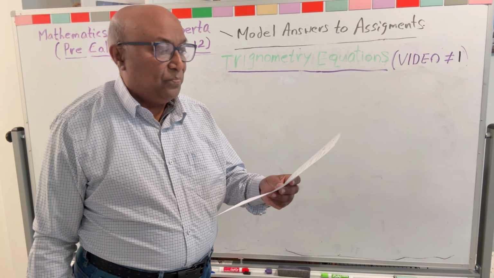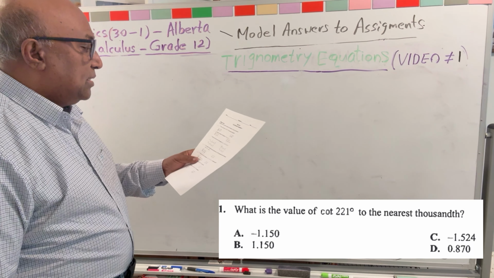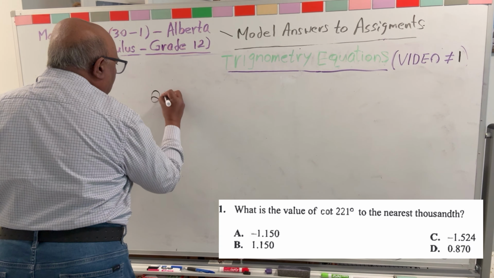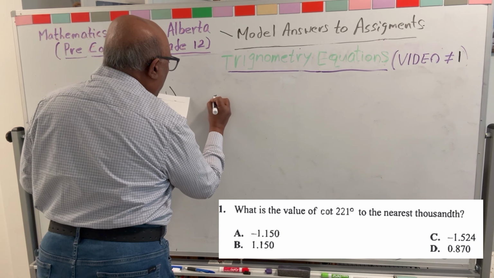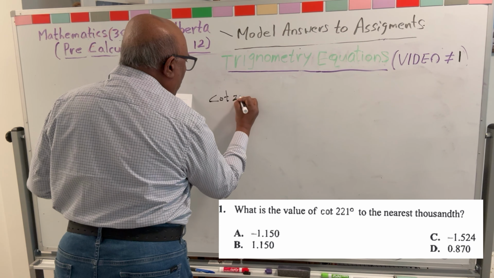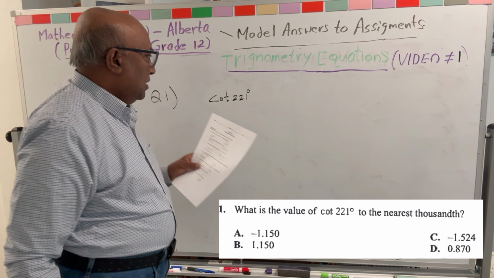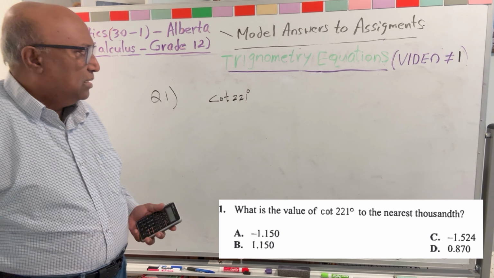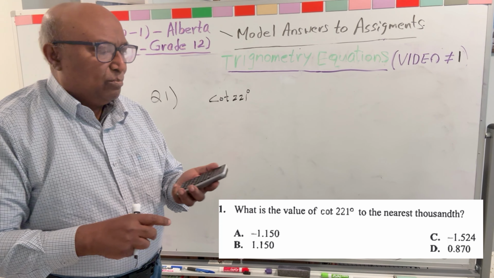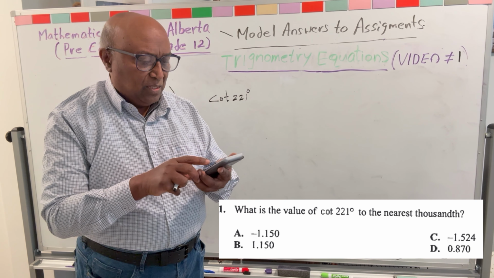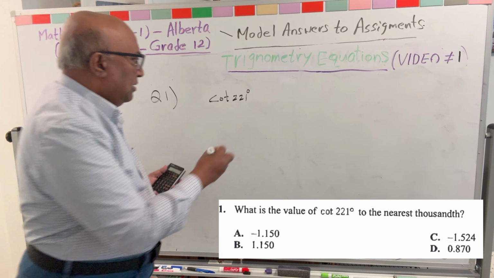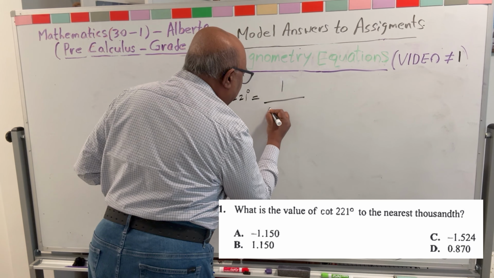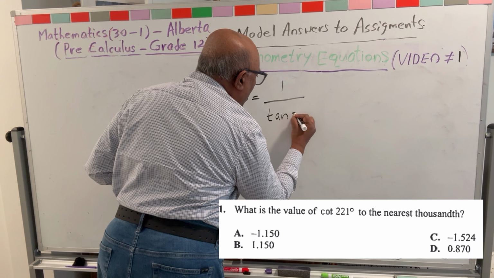Question number 1 asks, what is the value of cot 221 degrees? Actually, you cannot do this manually because this is not from the special angle. What you have to do is just put this value into the calculator. If you don't have a reciprocal button, we can rearrange it with the reciprocal identity: 1 upon tan 221.